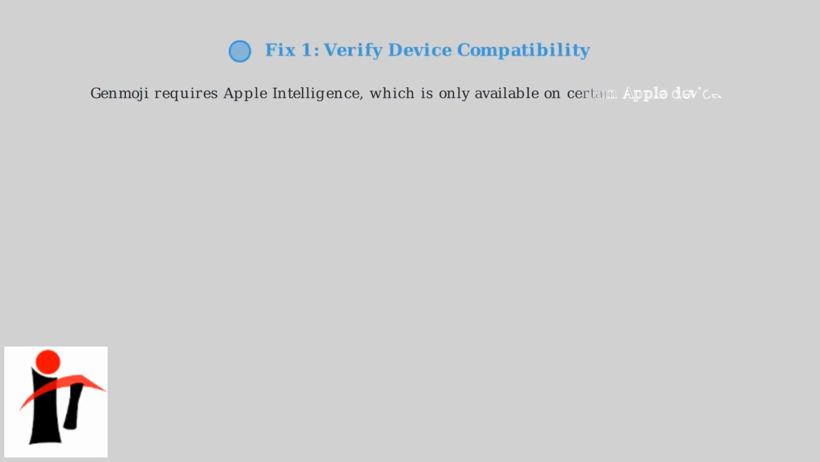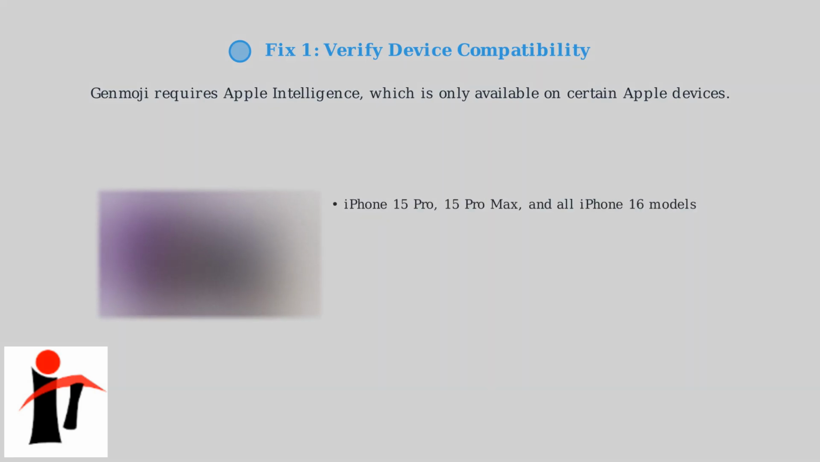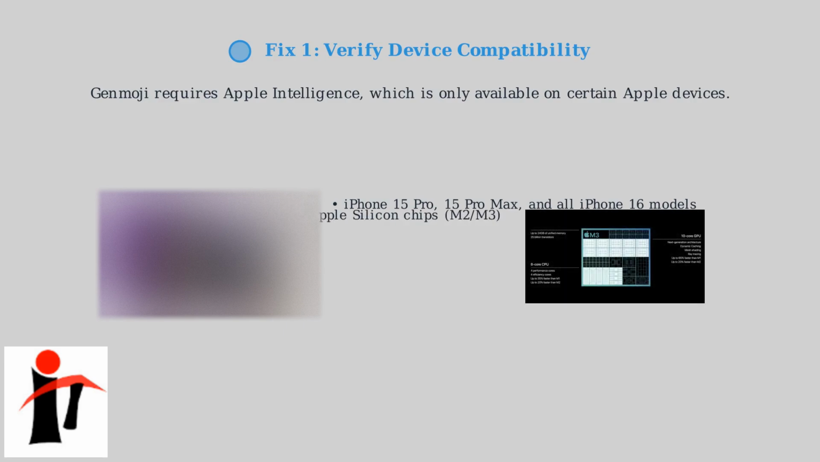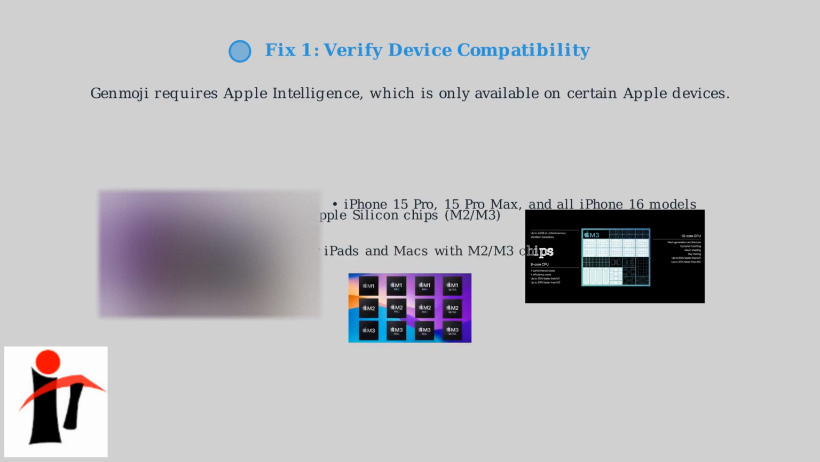The first step is to verify your device compatibility. Genmoji requires Apple Intelligence, which is only available on specific Apple devices. Compatible devices include iPhone 15 Pro, 15 Pro Max, and all iPhone 16 models. Your device must have Apple Silicon chips like M2 or M3 for the AI processing. This also includes newer iPads and Macs equipped with these chips. If your MacBook Air M3 or other device doesn't meet these hardware requirements, Genmoji simply won't work, no matter what software updates you apply. Always check Apple's website for the latest compatibility information.